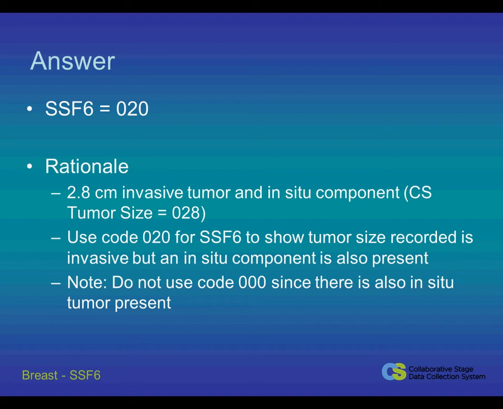However, there was also an in situ tumor present, so you cannot code 000 for site-specific factor 6. You need to indicate that besides a 2.8 centimeter invasive tumor, there was also an in situ tumor present in this breast cancer. Use code 020, invasive and in situ components present, but size of the invasive component stated and coded in the CS tumor size.